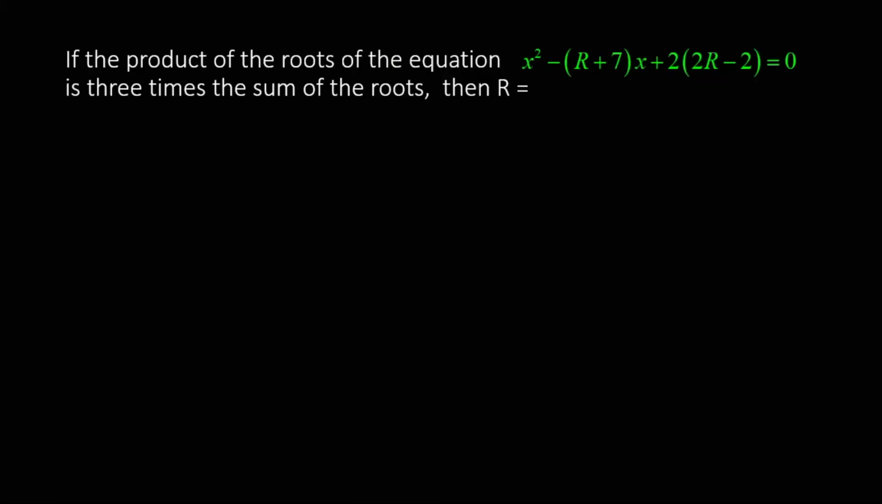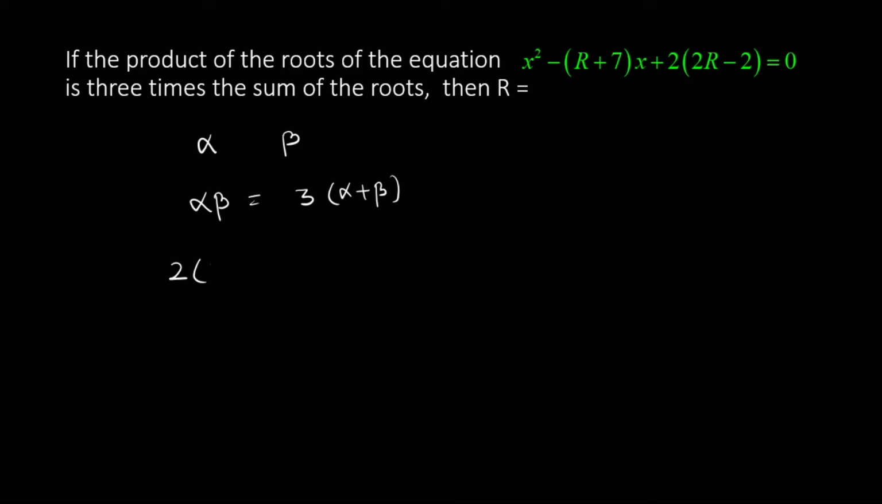Now the next question is: if the product of the roots of the equation x squared - (r + 7)x + 2(2r - 1) is 3 times the sum of the roots, then the value of r is? Suppose we have two roots alpha and beta, and it is given that the product of the roots, alpha into beta, is equal to 3 times the sum of the roots, alpha plus beta.